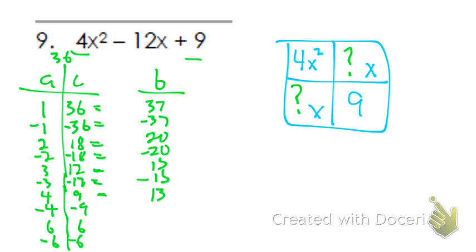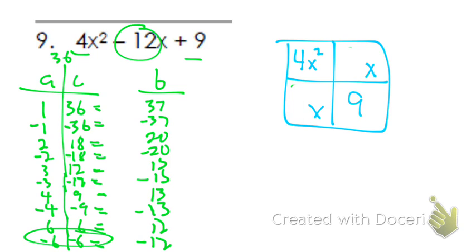Give me 13. Give me negative 13. This will give me 12. This will give me negative 12. And what was my middle term? My middle term was negative 12. So the very last one that we get gets us at negative 12. So that's what I'm going to write in here in the box. Negative 6 and negative 6. Remember to factor out your signs with these since they're both negative.